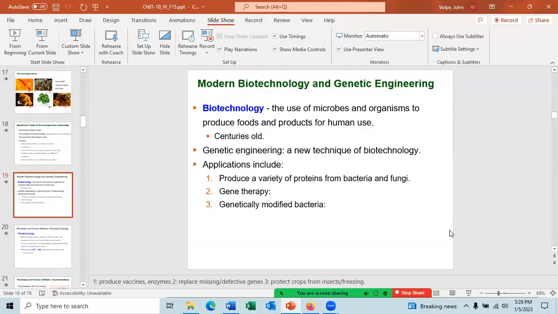Microbes are important in both biotechnology and genetic engineering. Biotechnology is the use of microbes and organisms to produce foods and other products for human use. Biotechnology is actually centuries old. Like the fermenting of food is, quote, a biotechnology. We don't think of it usually in those terms, but it is.